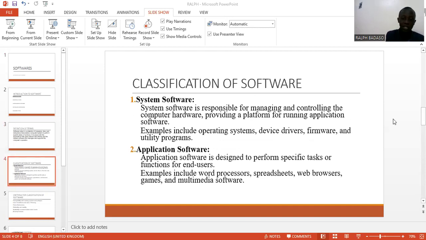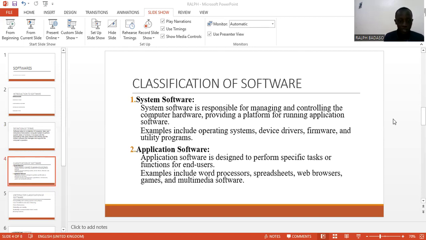Classification of software. Software is classified into two. We have the system software and the application software. For the system software, definition. What is a system software? That's the question. A system software is responsible for managing and controlling the computer hardware, providing a platform for running applications. Examples include operating system, device drivers, firmware, and utility programs. We get system software from the manufacturer.